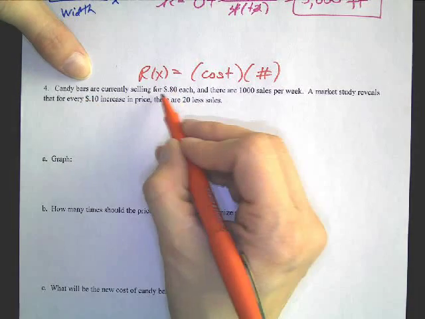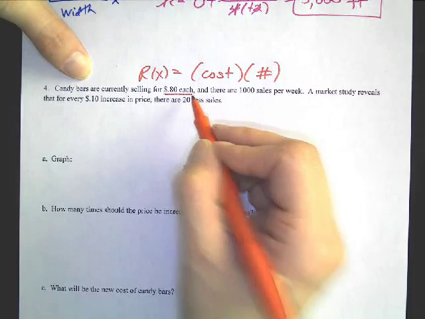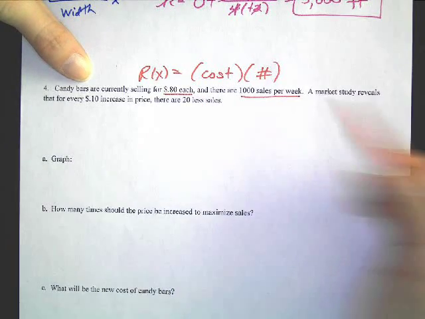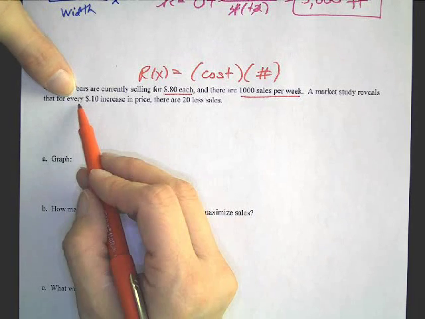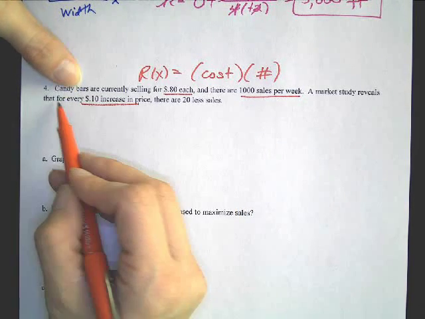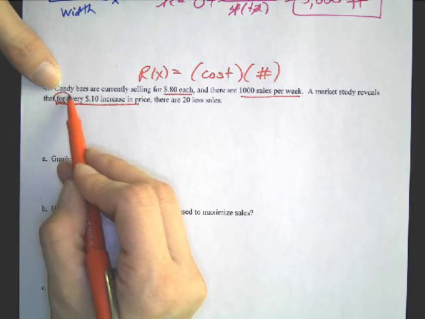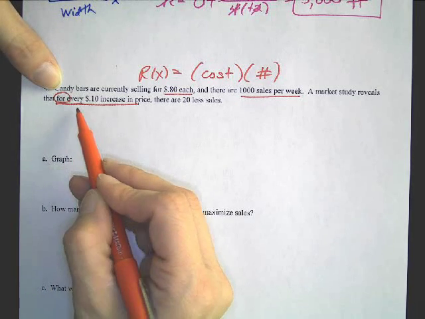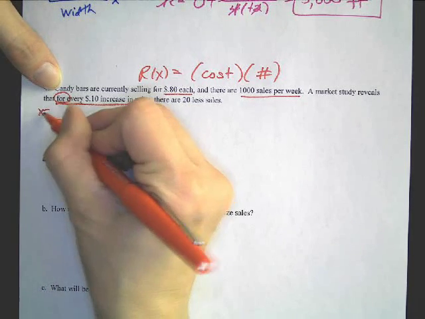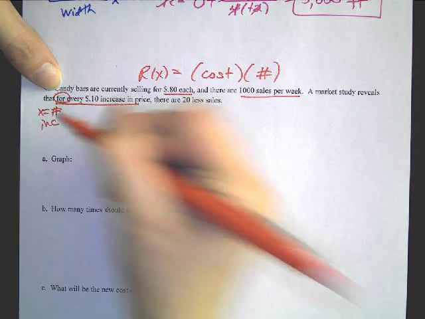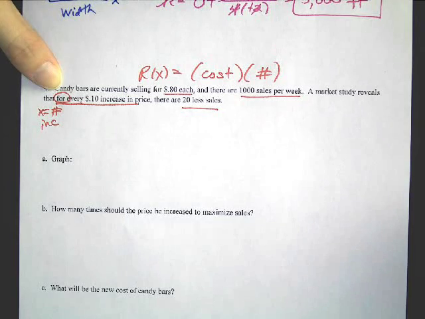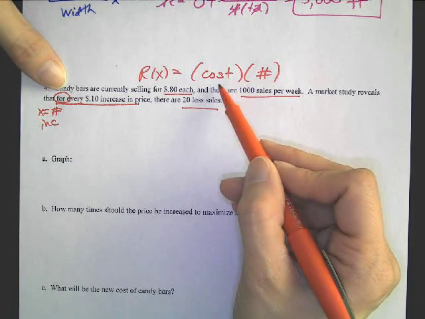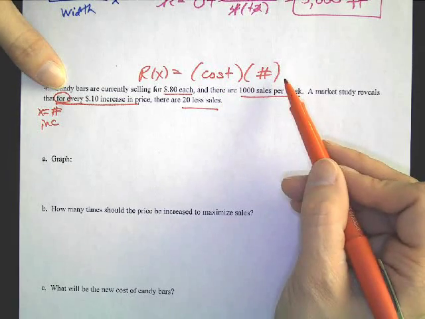The candy bars are selling for 80 cents. It's pretty cheap. There's 1,000 sales per week. The study reveals if you increase the price for every increase, that's the magic word, for every increase, so X is going to be number of increases, there's 20 less people that can afford to buy the candy bar. So do you know the cost? And do you know the number?